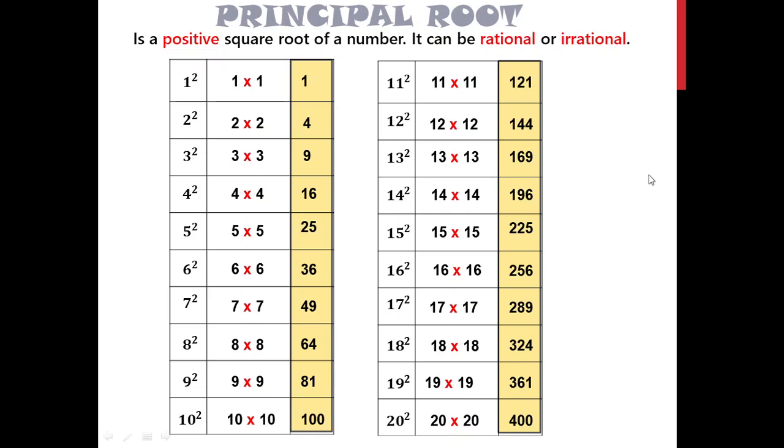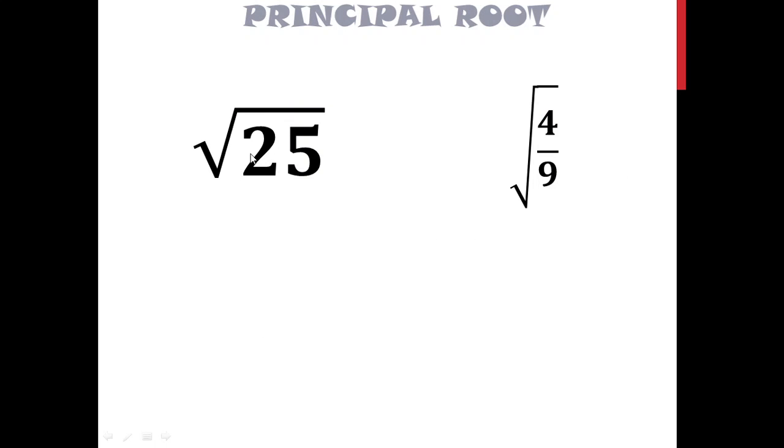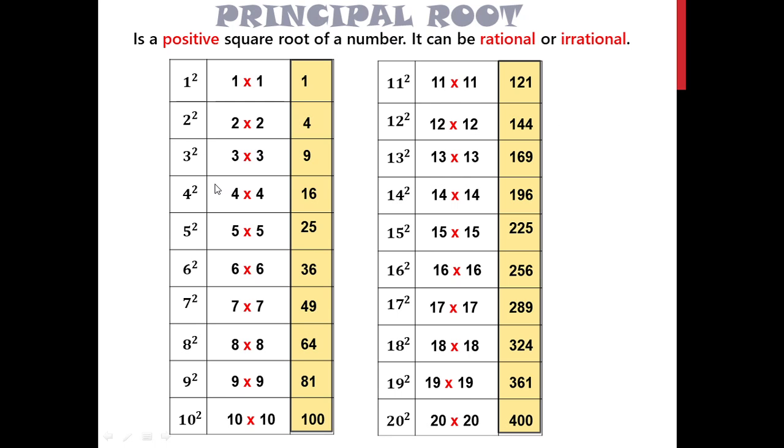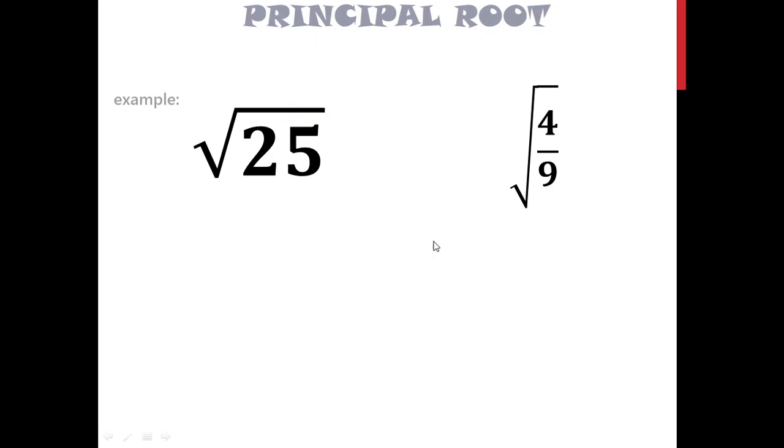Okay, so let's try to have an example. What is the principal root of 25? Now we all know that 25 is a perfect square number based on our table earlier. Let's go back. Here, 25. So the square root of 25 is 5. Now let's try to check. There. The principal root of 25 is 5.